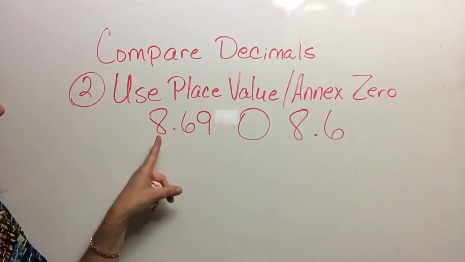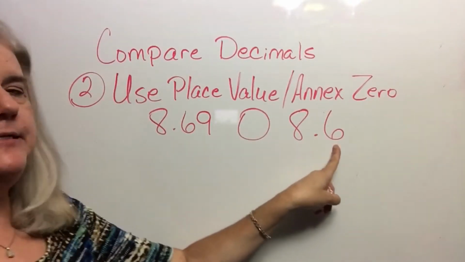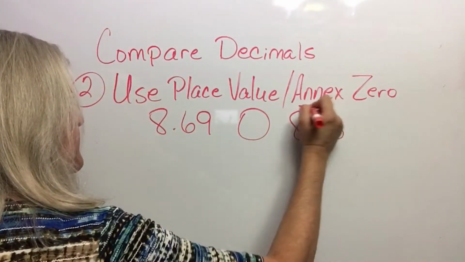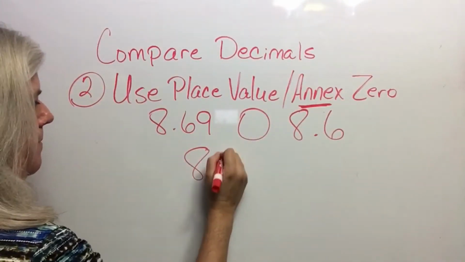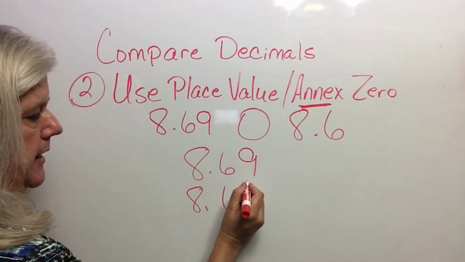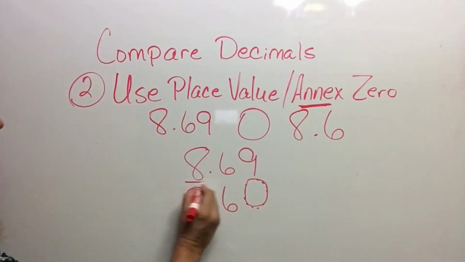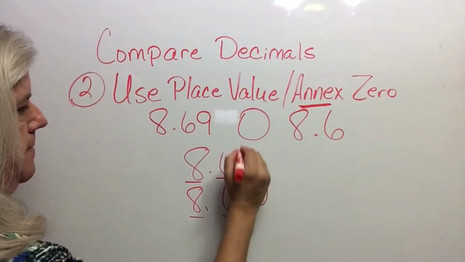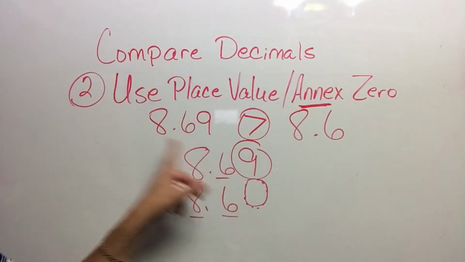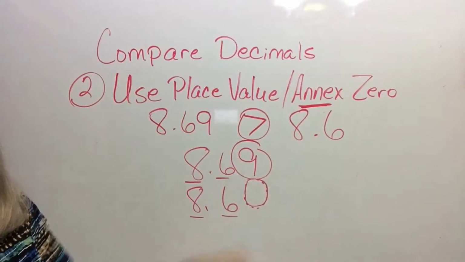Now on the board I have 8 69/100 and 8 6/10. Now we need to always remember to annex zeros, so I'm going to line everything up here. And so that I can compare correctly, I'm going to annex or put in a 0. The 8s are the same, 6s are the same, and I will see that the 9 is larger than the 0. So 8 69/100 is larger than 8 6/10.